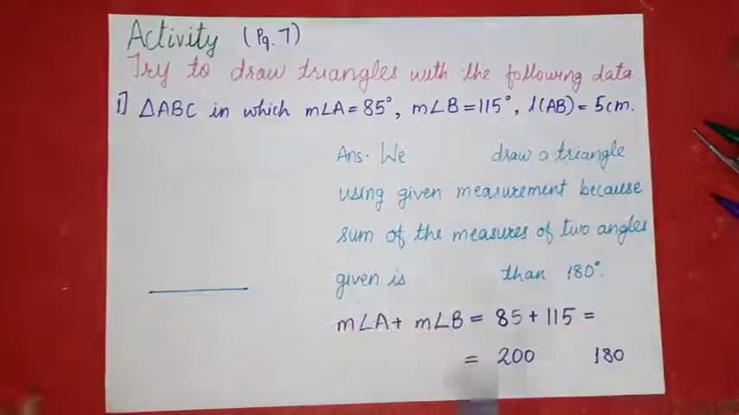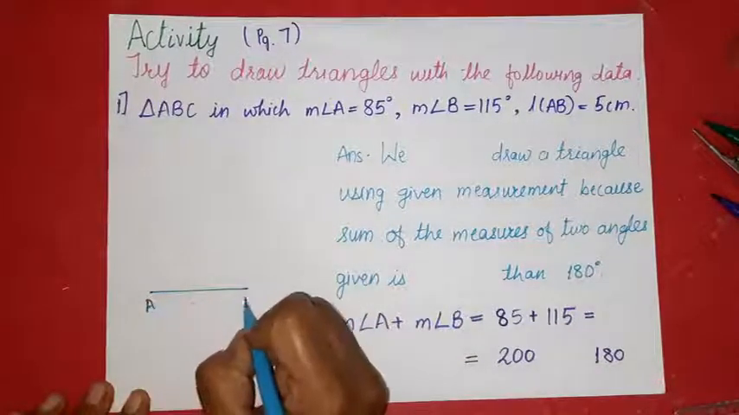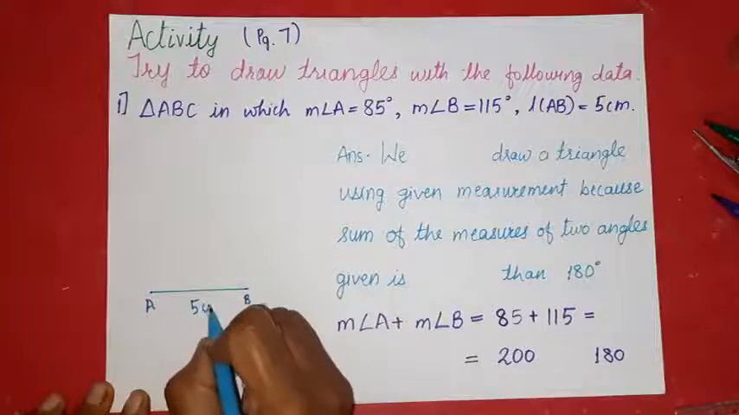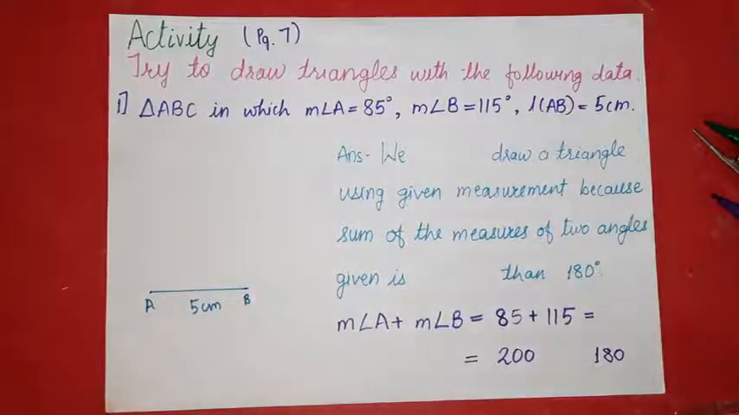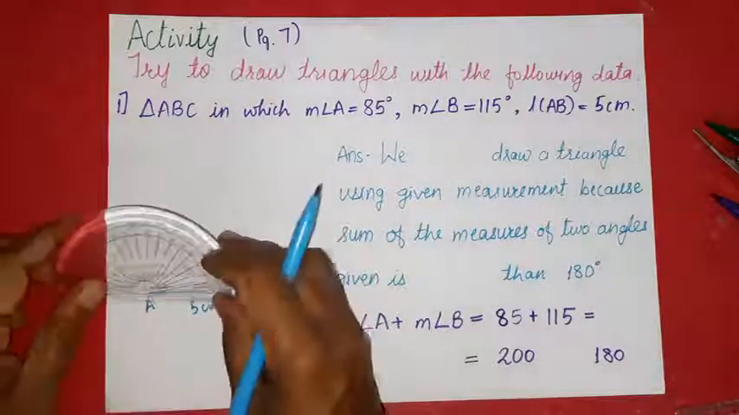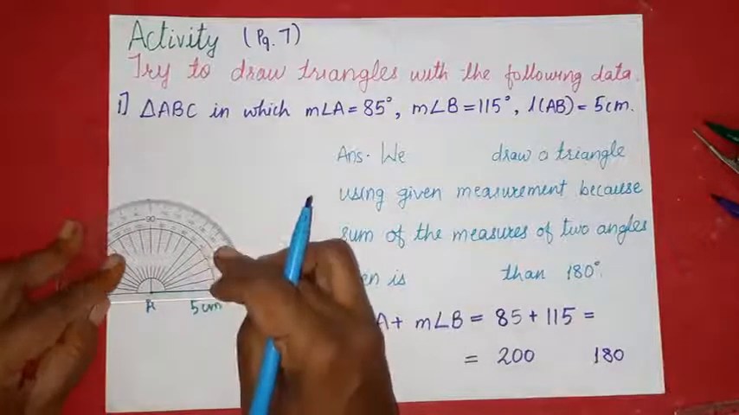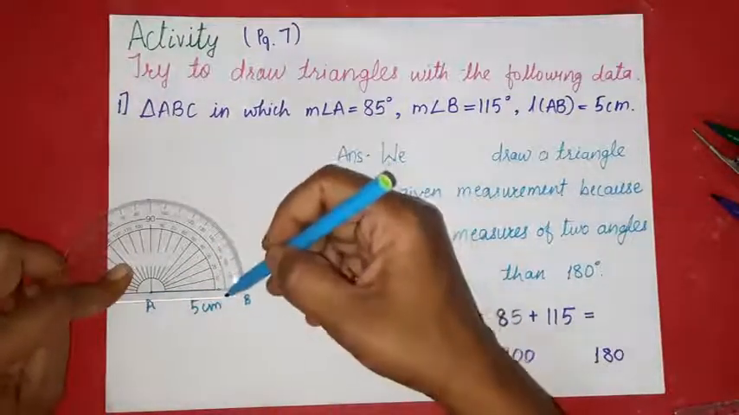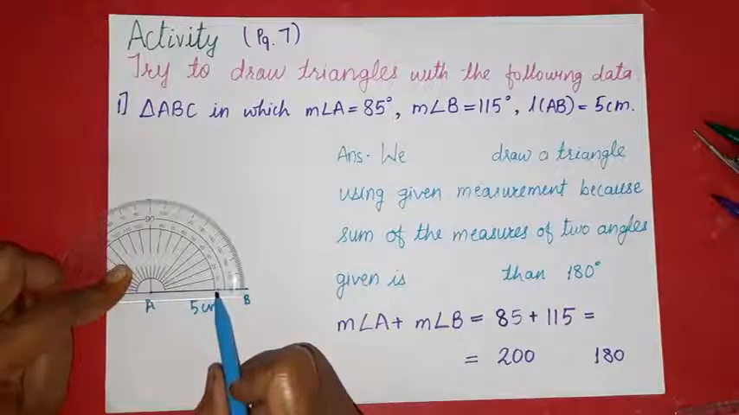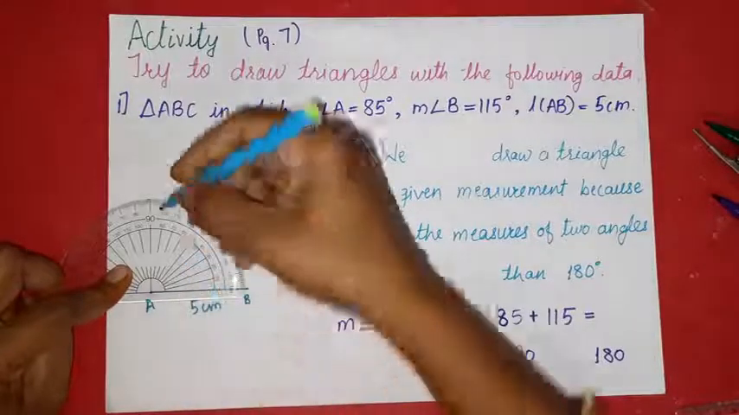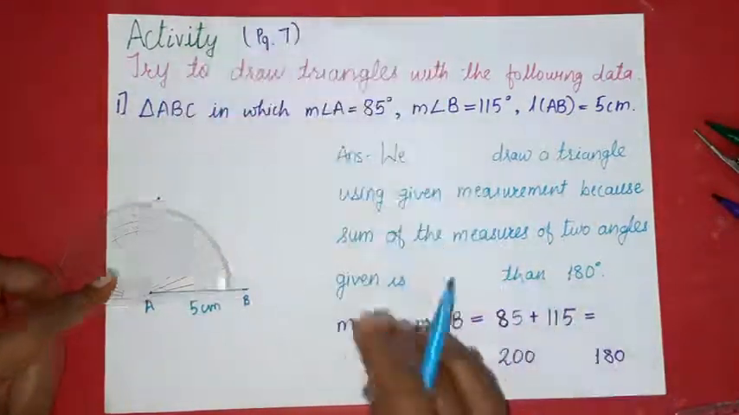Now we will give the name AB to this segment. We will write the measure of this segment, 5 centimeter. Now using the protractor, we will draw an angle of 85 degrees at the vertex A. As we are overlapping on the right, we will take the scale from the right. Starting from 0, 85 will come between 80 and 90.